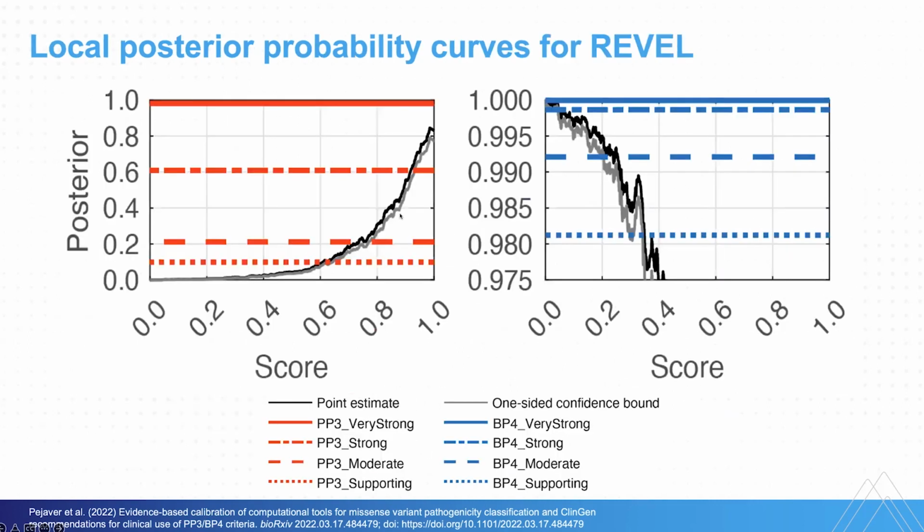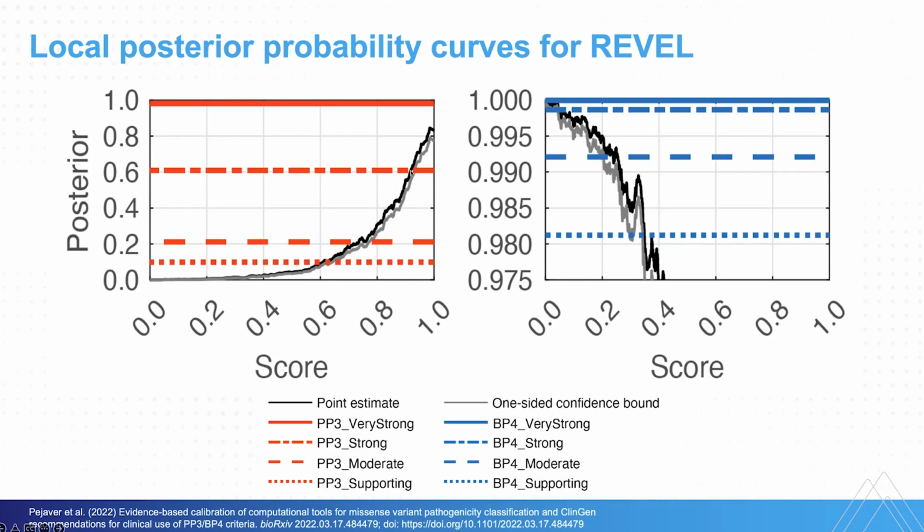We ran through our algorithm and generated a local posterior probability curve. I'm showing you one example here for a tool called REVEL. The x-axis is the REVEL score, which goes from 0 to 1. The y-axis is the local posterior, as I mentioned. Each of the horizontal lines corresponds to an evidence strength. There are two curves: the black curve is the point estimate, and the gray curve is the one-sided 95% confidence bound.